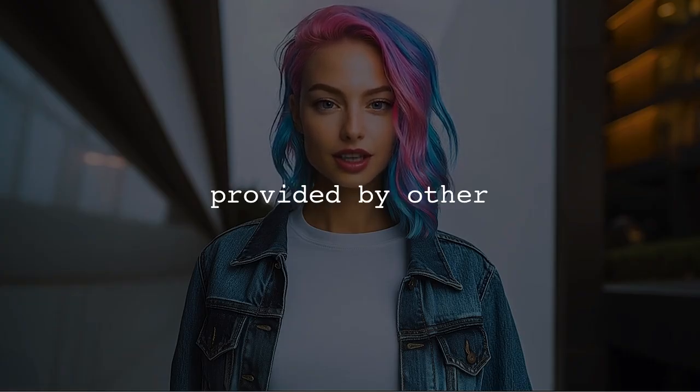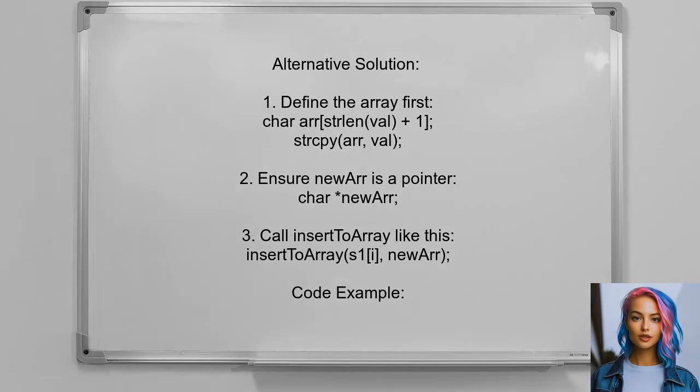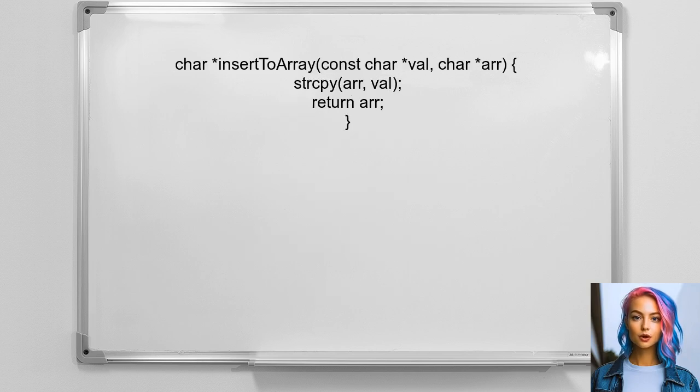Now, let's look at the answers provided by other users. An alternative solution suggests that instead of initializing an array with a pointer, you should define the array first and then copy the value into it. This can be done using the strcpy function. Additionally, the new array must have a defined size, and since the insert to array function returns a pointer, new r should also be a pointer.